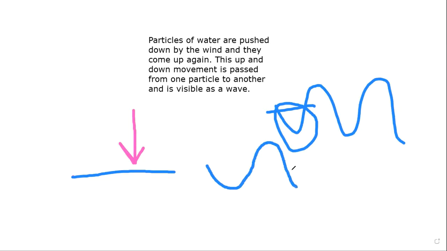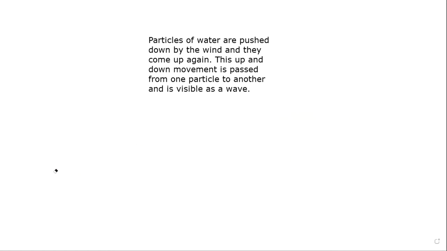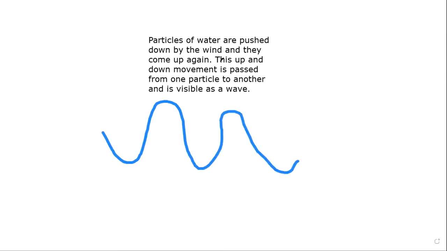So this goes down, this goes up, this goes down, this goes up, and the movement just gets transported like that. That is exactly what you have to remember. That is how the movement is getting carried. So just remember that line again. Particles of water are pushed down by the wind and they come up again. You have to write 'and they come up again' also, because this is showing how the movement is going. The wave always travels like this, right? Down, up, down, up, down. So 'and they come up again' is very important. You cannot miss that part. This up and down movement is passed from one particle to another and it is visible as a wave.